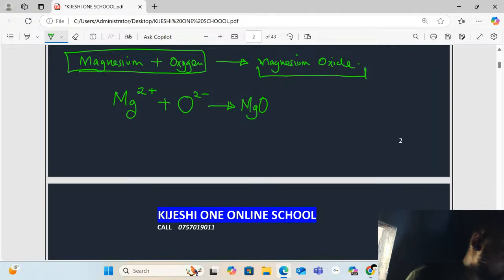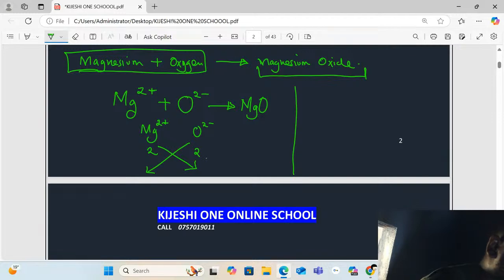But how do we arrive at MgO? Magnesium is valence 2, while oxide is also valence 2. They exchange their valencies. After exchanging, we'll have a common 2, which means that if they cancel out, then we'll have MgO, like that.